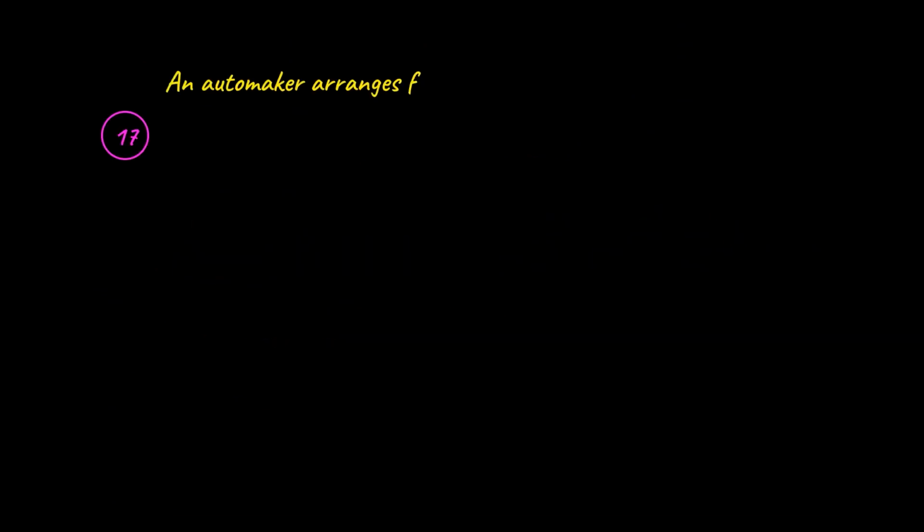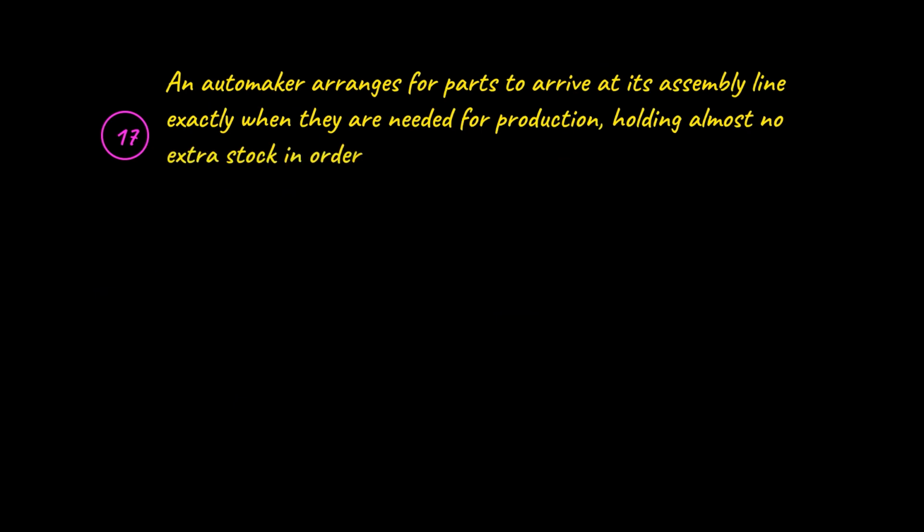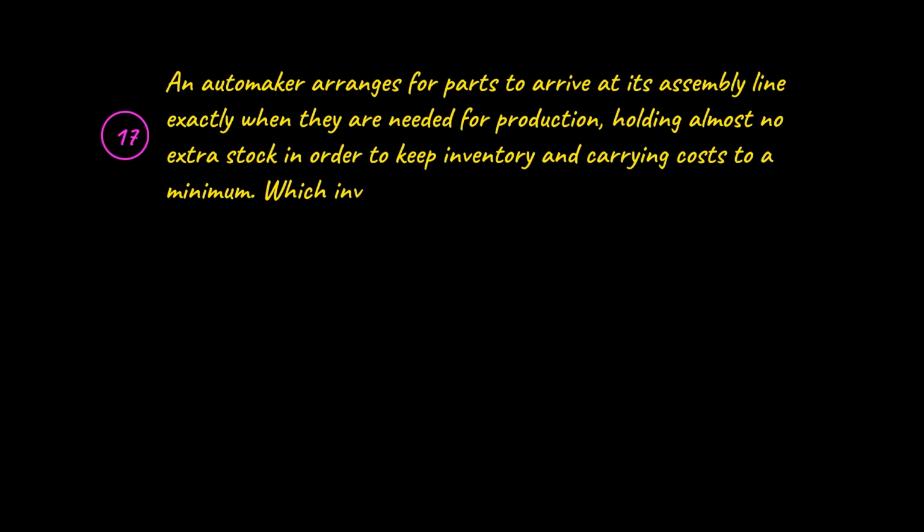Question 17. An automaker arranges for parts to arrive at its assembly line exactly when they are needed for production, holding almost no extra stock in order to keep inventory and carrying costs to a minimum. Which inventory approach is this?